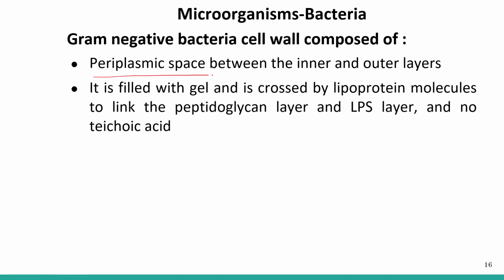Periplasmic space is present between the inner and the outer layer. It is filled with gel and it is crossed by lipoprotein molecules that link the peptidoglycan layer and LPS layer, and no teichoic acid is present in this particular space. So this is the periplasmic space present between the inner and the outer layer of the wall.